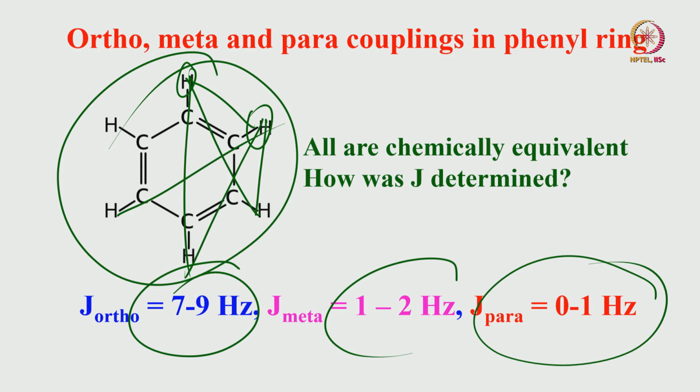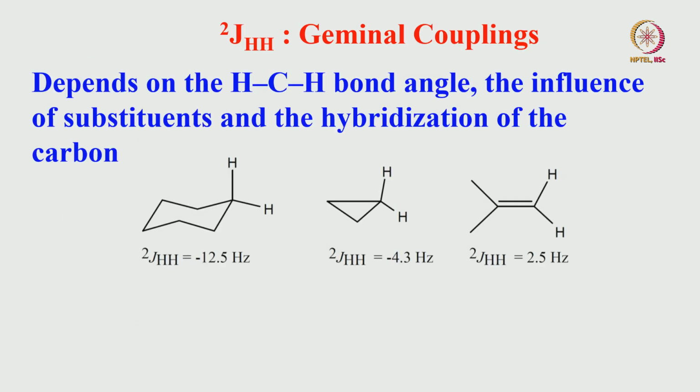Then how do we measure this? All are chemically equivalent. Benzene, I told you, will give a single peak. If you take the proton NMR of benzene, it will give a single peak. Then how do you measure the J coupling? That is what I am going to tell you later.